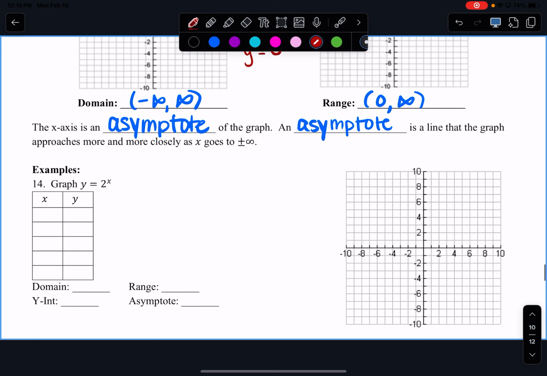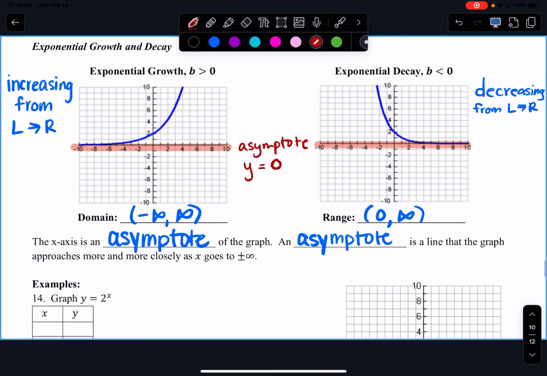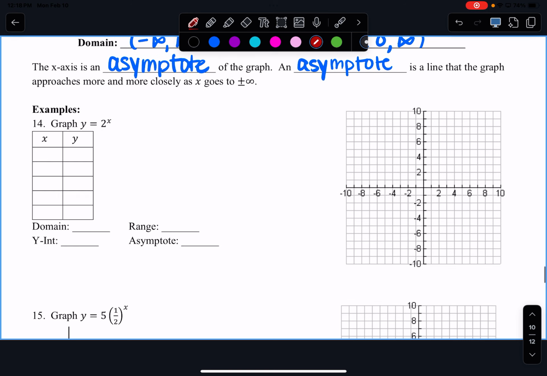All right. So what we're going to do today is we're going to actually look at a couple examples of how to graph. So if you don't have a calculator, get you a calculator for me, please.